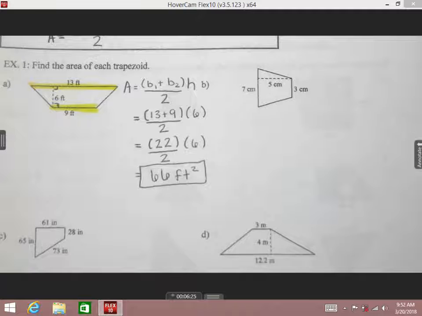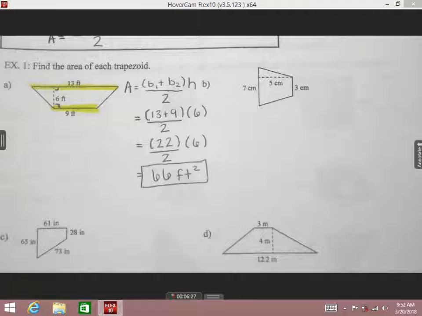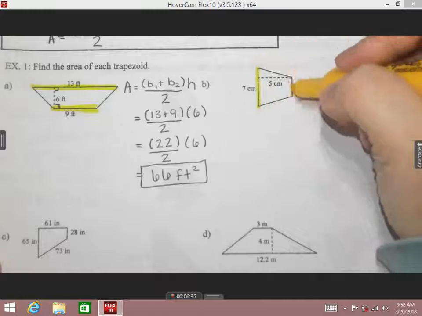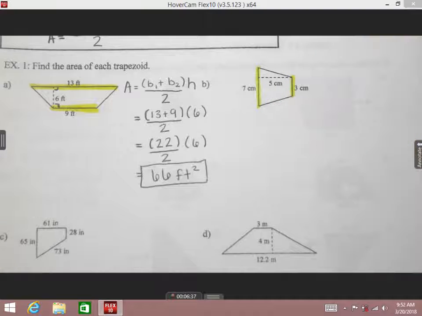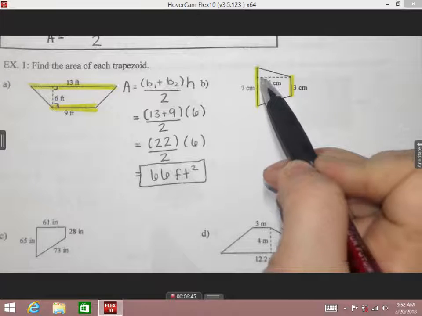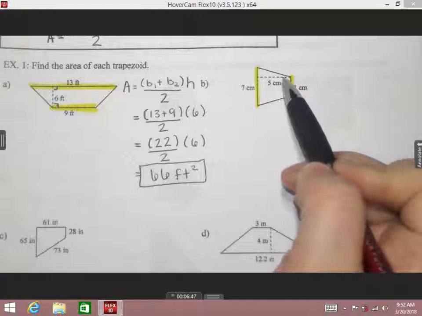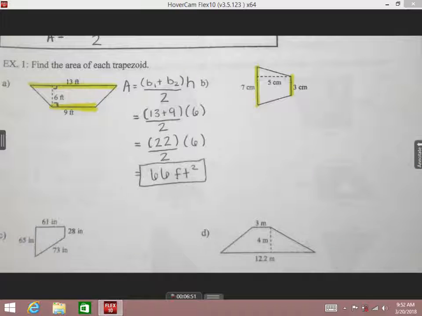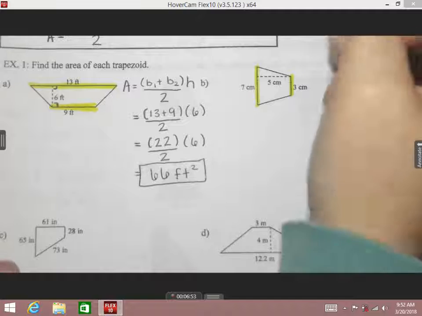Number B, if you will. What are my bases going to be here? 7 and 3. Those are both going in the same direction. All right, and then just to double check, I only have one other number, 5. Is 5 making a right angle with both of those? Yeah, there's a right angle. So we are good. Those are my two bases, and 5 is going to have to be the height.